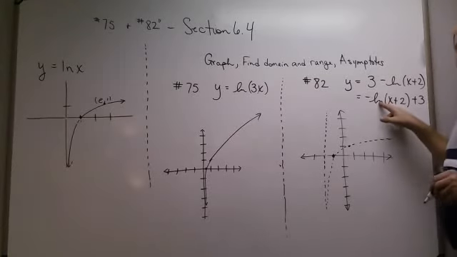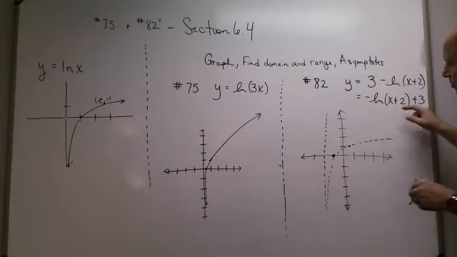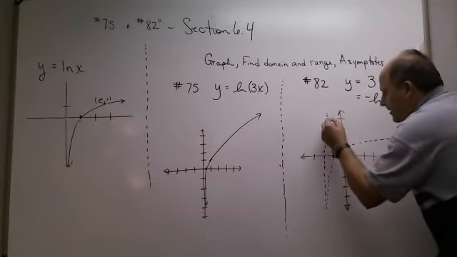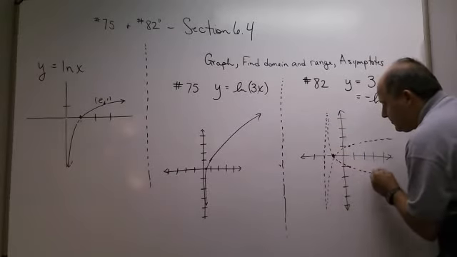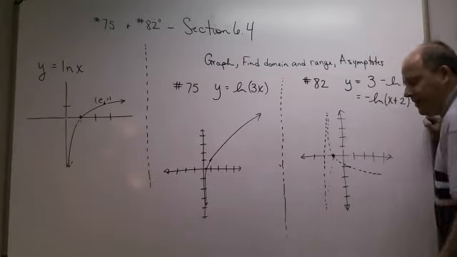Now there's a negative in front, so we know that's a vertical reflection. We've had enough of those, we know what that does. So this one right here will go down here, and so now it looks like this. So it takes this part and just flips it over, and now it looks like that.